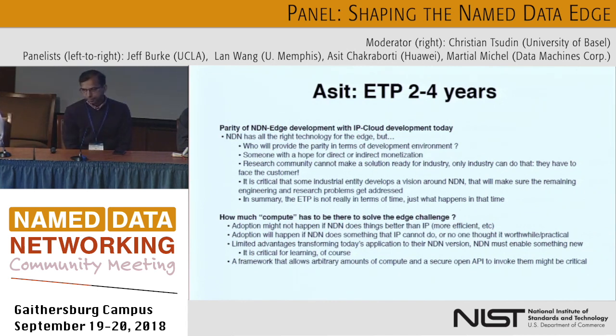So coming to the other part of it, how much compute has to be there to solve the challenge? My feeling has been for quite some time that we know NDN does things in a much better way in solving many of these problems that we are talking about. But doing it better might not make a compelling use case. I think it has to do something new, or something that with IP is very hard to do, or so impractical that people don't approach those problems. That would be the use case which will drive the adoption and which will eventually let NDN reach that parity.